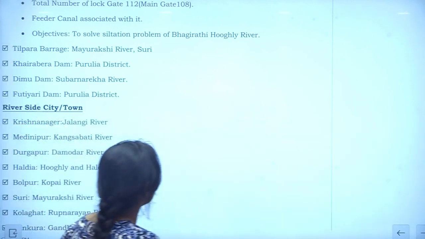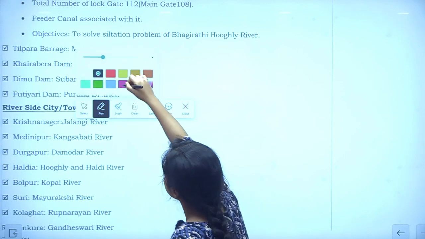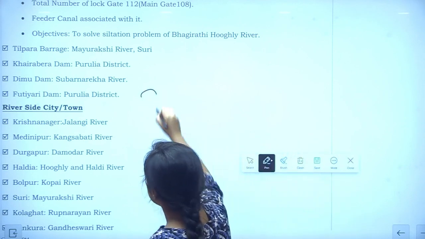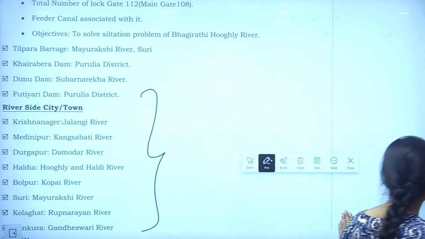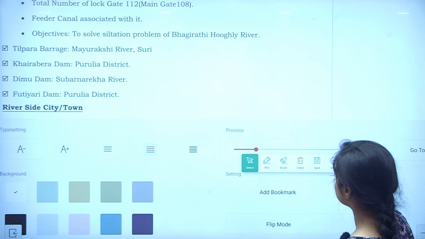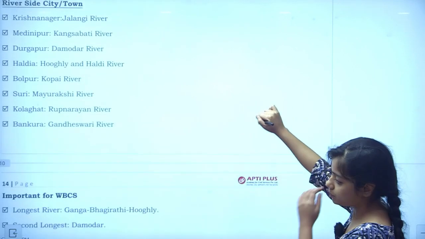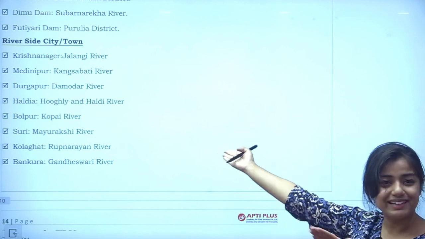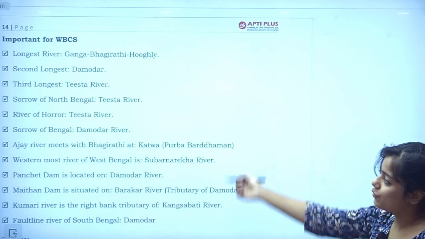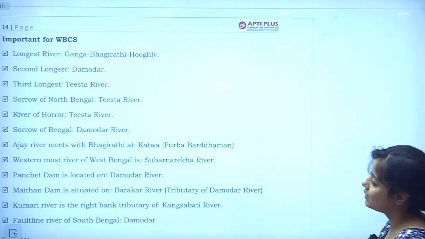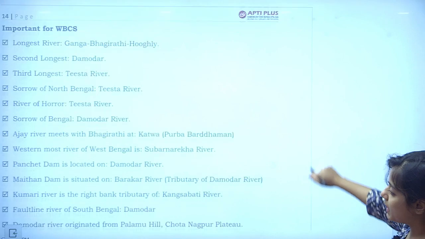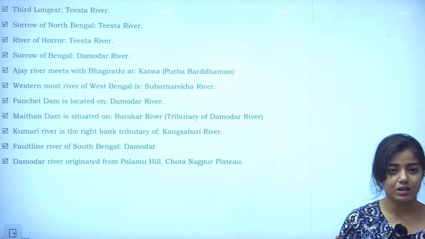Give me a second, I'm very sorry. So you see this list. Please do read these, questions come. Important for WBCS. So these are few points that are given. River of horror is the Tista river. River of sorrow is our Damodar river. Ajay meets with Bhagirathi at Katua. Please read this part.